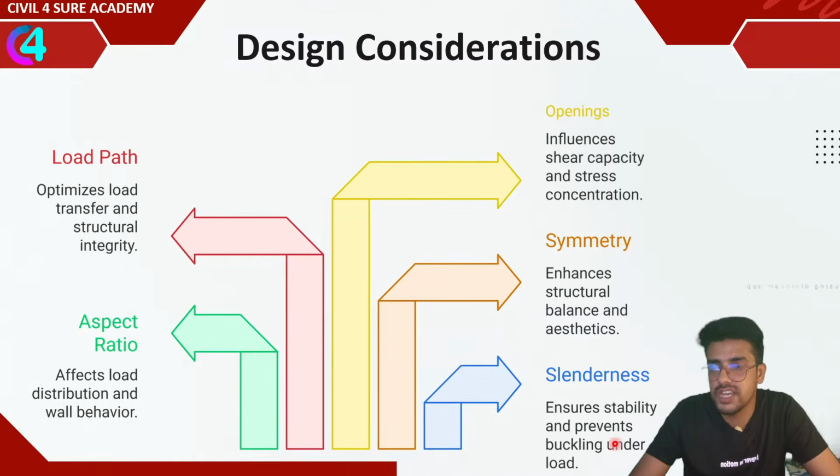Slenderness must be checked to prevent buckling under the loads. So these are the mainly 1, 2, 3, 4, 5 parameters that we need to consider in the shear wall. So this was all the basic idea about the shear walls.